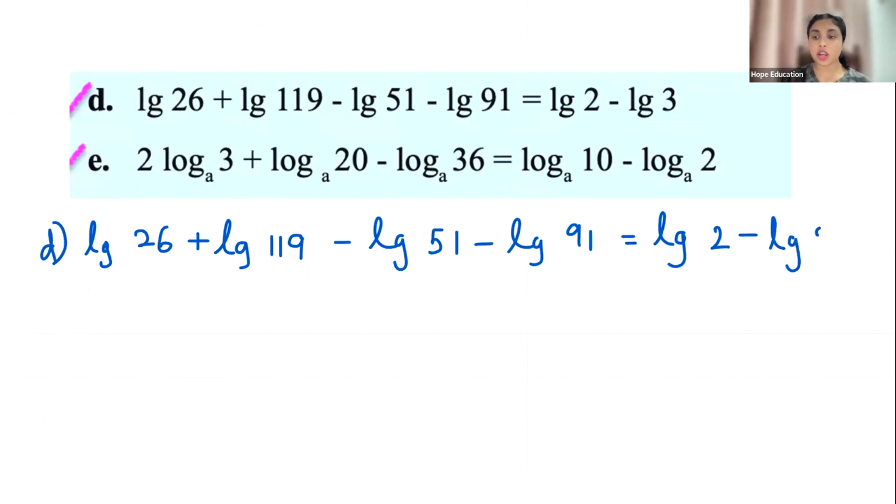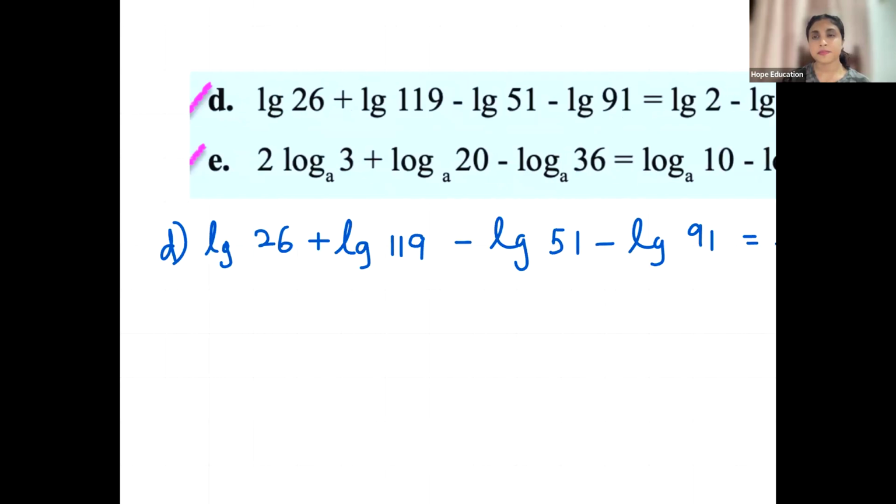Can I know who joined by the name Chamal Shah Bandara? Let me know in the chat box.